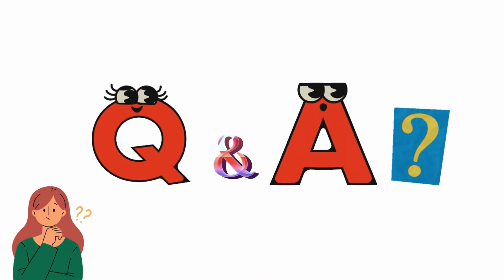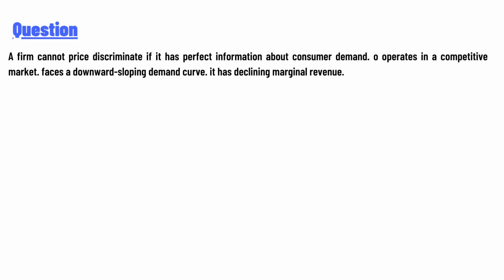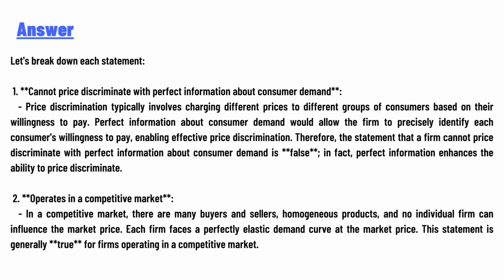So our today's question is: a firm cannot price discriminate if it has perfect information about consumer demand, operates in a competitive market, faces a downward sloping demand curve, or has declining marginal revenue. And the answer of the question is, let's break down each statement first.